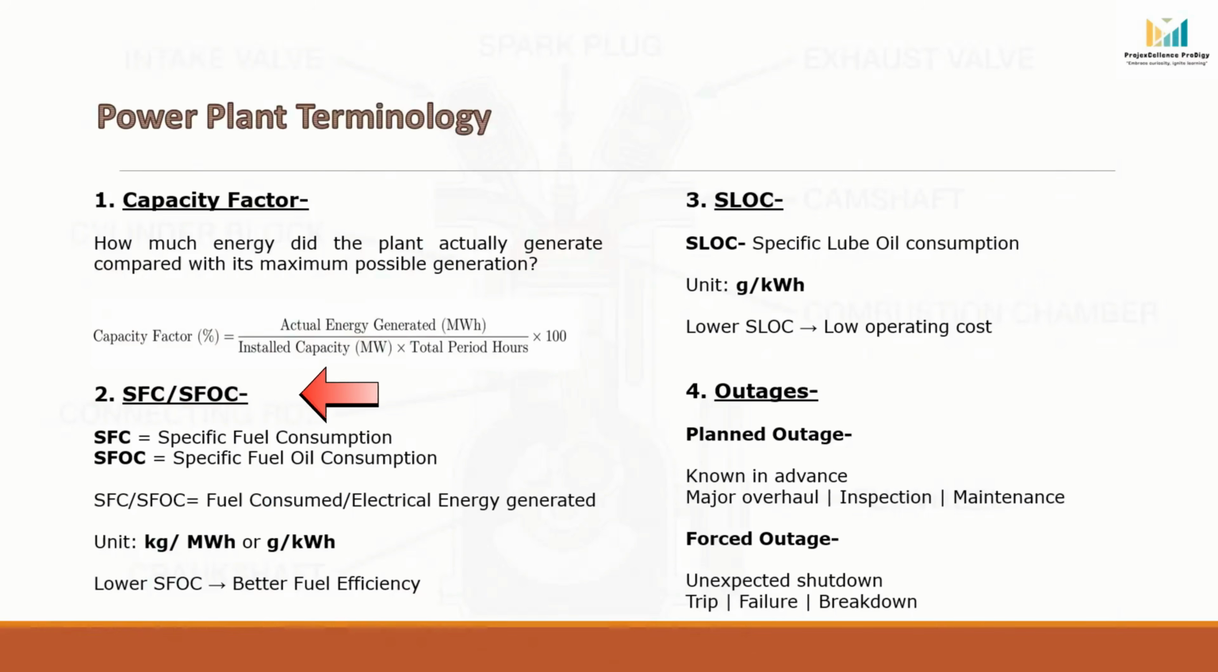SFC tells us how much fuel we consume to generate 1 unit of electrical energy. And the formula is very simple. SFC equals fuel consumed divided by electrical energy generated. It is normally expressed in kilograms per megawatt hour or grams per kilowatt hour. And remember, 1 kilogram per megawatt hour is equal to 1 gram per kilowatt hour.